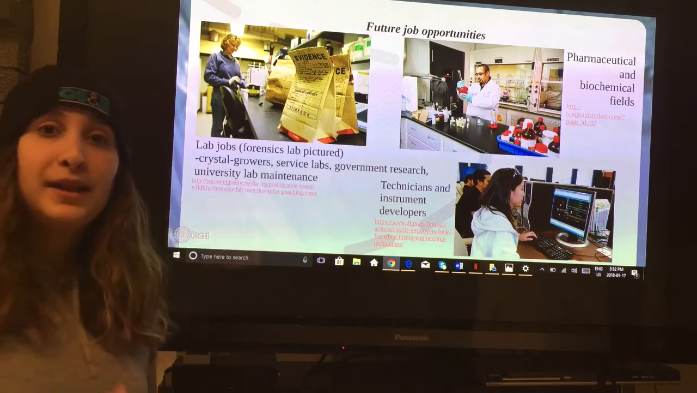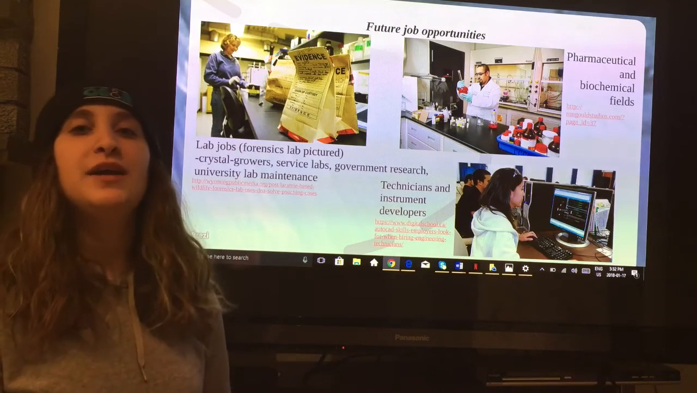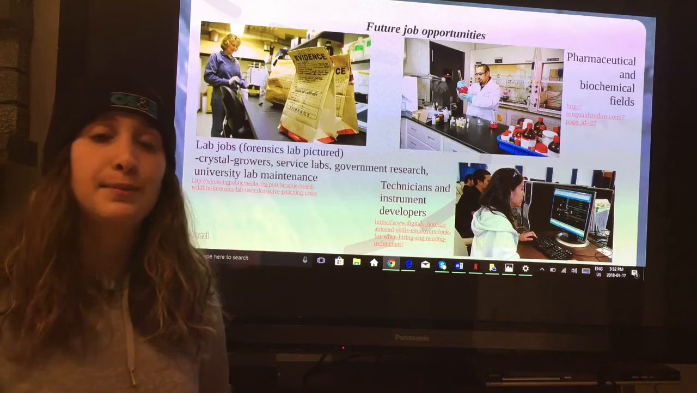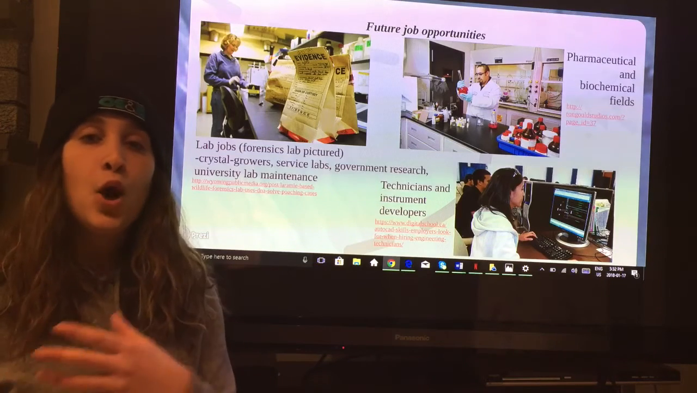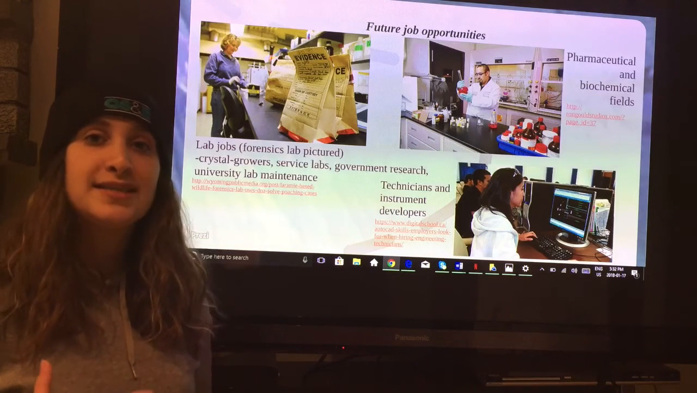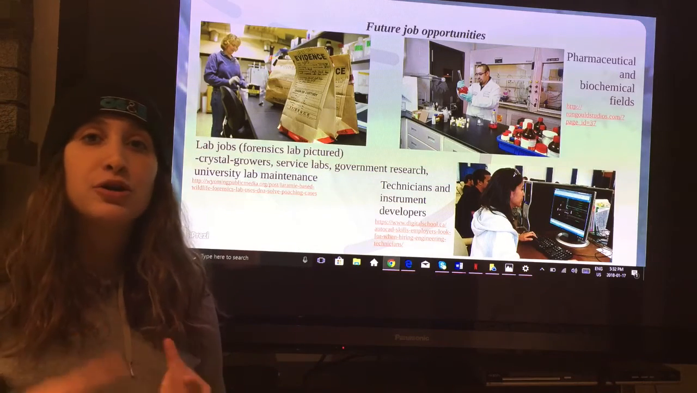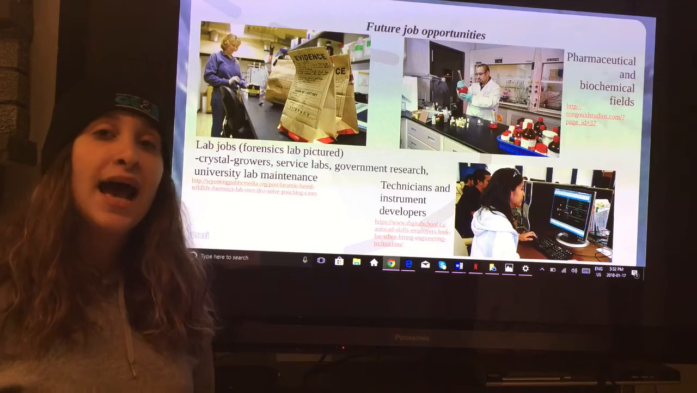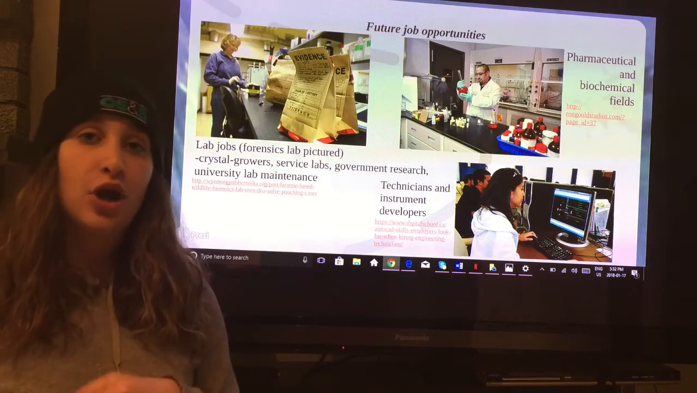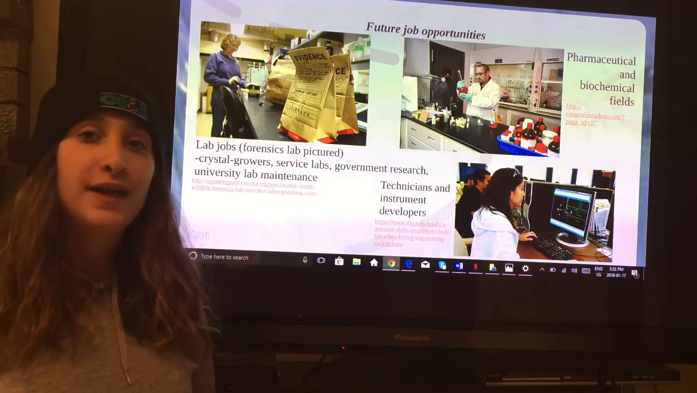Then finally, there's the ability to go into a forensics unit in criminal investigations in a police department. So basically, what crystallographers will do is they can go to the scene of the crime so that they can identify different powders or materials that are found there. As well, they often use crystallographers to help in counterfeit investigation.